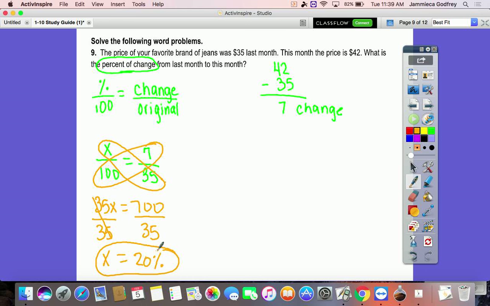So 20%. Now this is good if you're looking to see if something went down and how much it went down over time, if you're looking at the stock and different prices of items. So this is really good that you can use in the real world, as well as taxes and so forth.